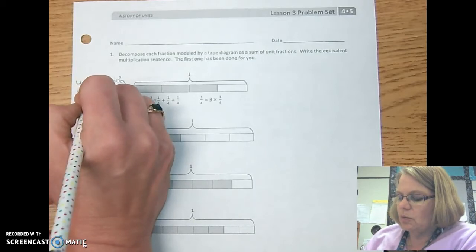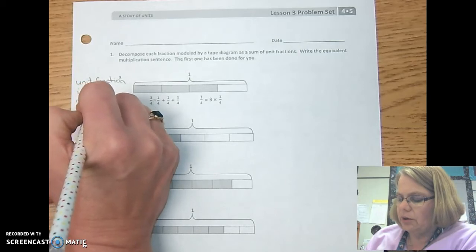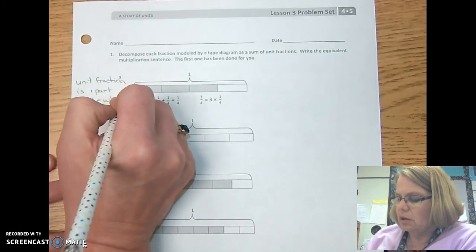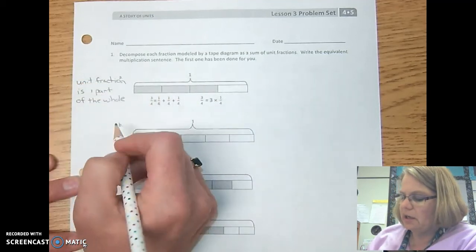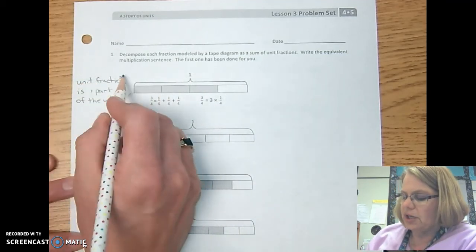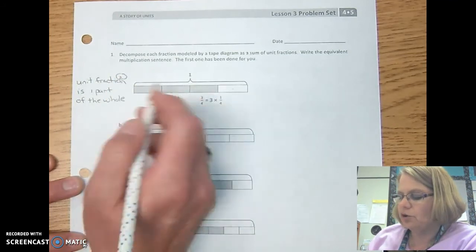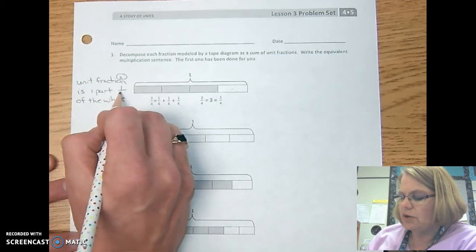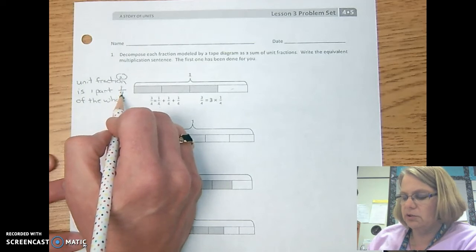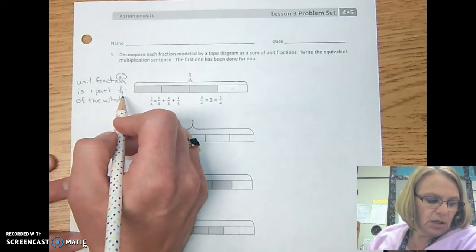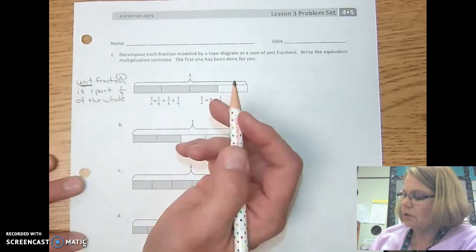is one part of the whole. So, for instance, just looking at A right here, the unit fraction for A is, because we're working in fourths, the unit fraction would be 1/4. So it's one part of the whole. So it's 1 over however many it takes to make the whole. That's a unit fraction. Okay.